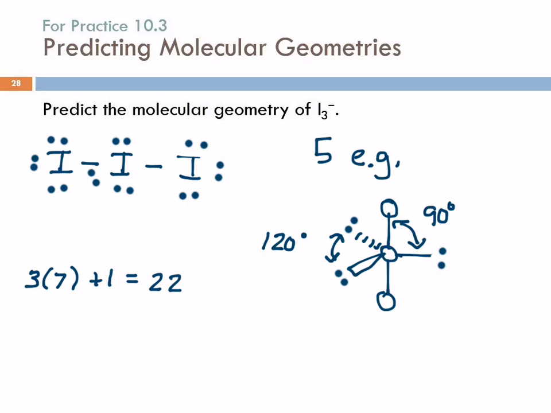The electron geometry was trigonal bipyramid. These guys are invisible. What's the molecular geometry? Linear. Now, it didn't ask us for the bond angle, but what's the bond angle? It would be 180 degrees, because we're going all the way across. Any questions?